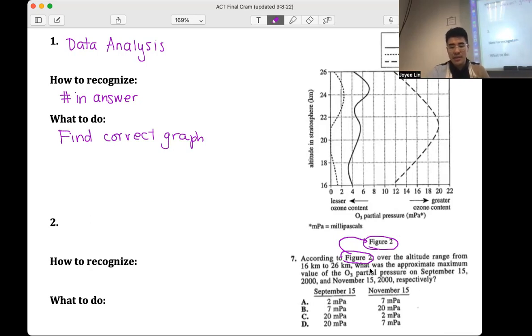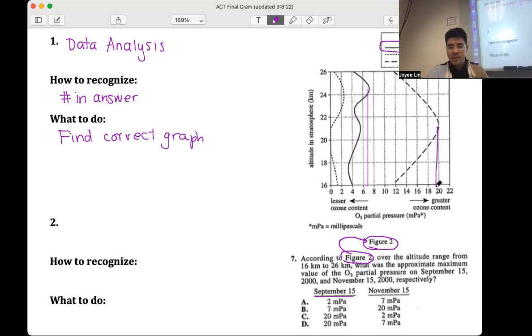And then you also have this thing about, okay, September 15th, right? Make sure you're looking at the right pattern, and then make sure you're going to the right axis, because sometimes they have an extra axis over here, right? So September 15th is this one. What is this? It's roughly how many megapascals, between like 4 and 6? And then maximum value here would be 7. And then November 15th over here, right?